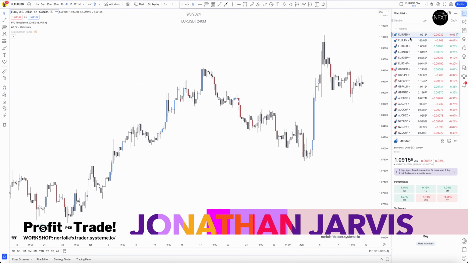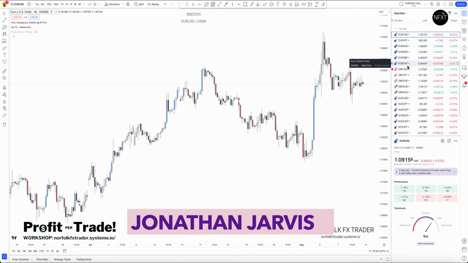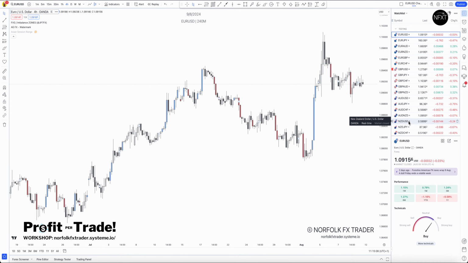Now we're going to work our way through these pairs, through the euro pairs, the pound pairs, the AUD pairs, New Zealand pairs, US dollar pairs, gold and silver. Okay, we'll work through all these charts to show you this simple process.